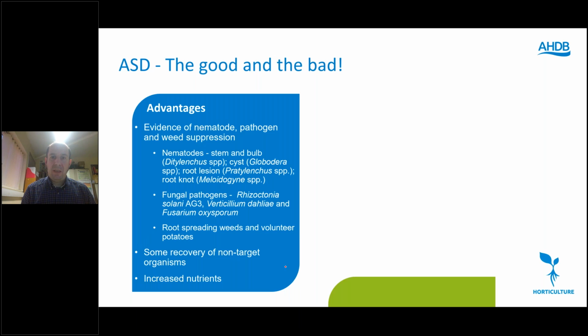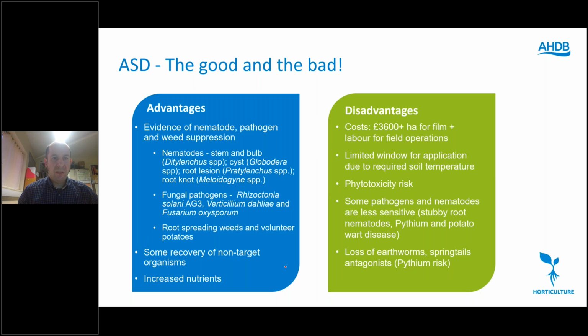The good and the bad with ASD, first of all, very, very wide spectrum of control. Lots of things can be reduced with this method, and there is some recovery of non-target organisms, which is good. And because you're adding all this carbon source, you can increase nutrients as well. The big drawback for me is the cost. You'd only really do this for high value crops. Calculating the cost is £3,600 per hectare, which is a lot of money for the film, and you've got the labour. The other thing is that you've just got a very limited window for application due to the required soil temperature. You have to do this in the summer.